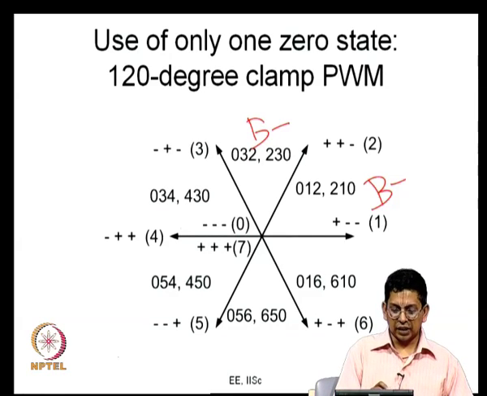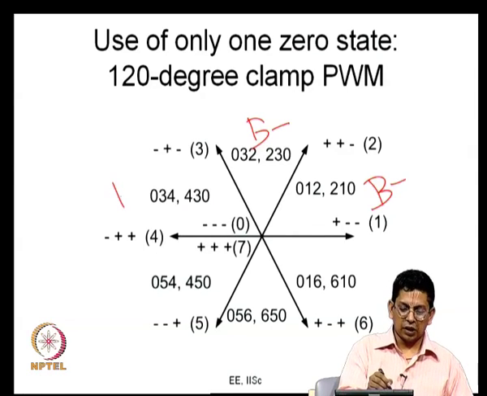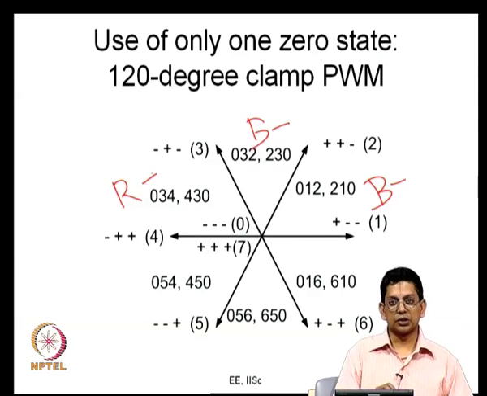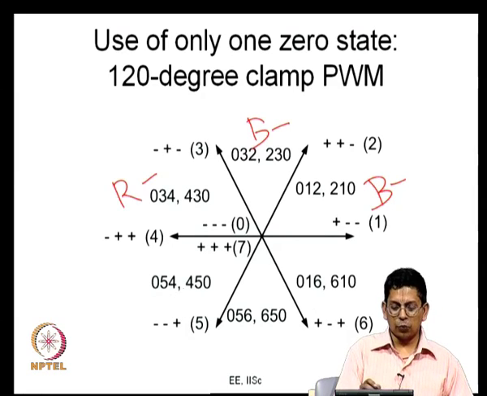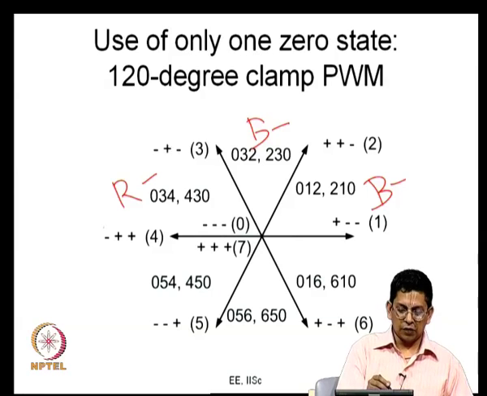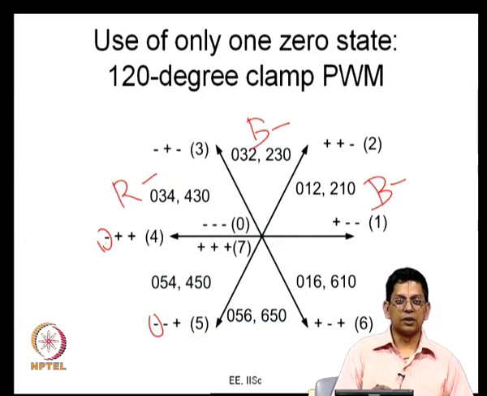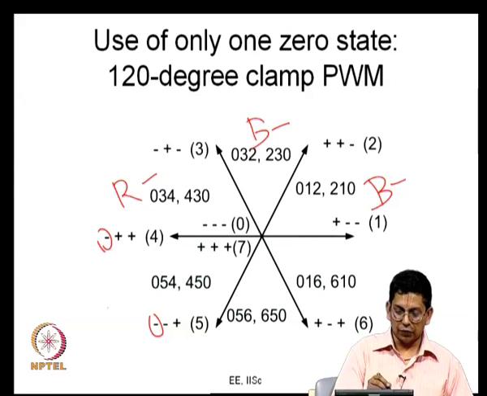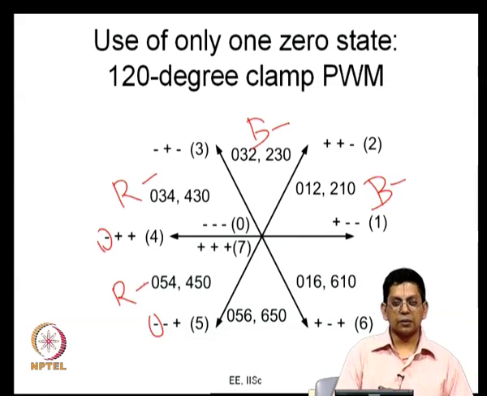Now, you look at the next sector, it is 0, 3, 4. 0 is minus, minus, minus, 3 is minus, plus, minus and 4 is minus, plus, plus. So, R phase is always negative and therefore, here R phase would get clamped to the negative bus. And if you look at the sector 4, the states used are 0, 5 and 4, and 0 meaning minus, minus, minus, and 5 is minus, minus, plus and 4 is minus, plus, plus, and it is always minus here everywhere. Therefore, I am sorry, R phase is negative. So, R phase is negative here.